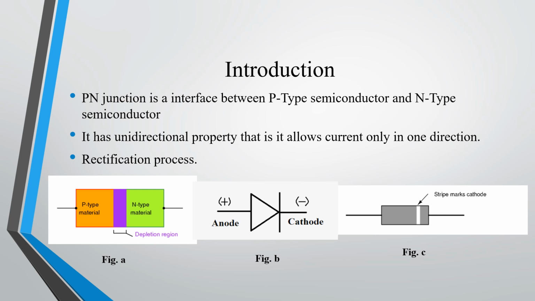Figure B represents the symbolic representation of a PN junction diode, where the left side, that is the positive terminal, represents the p side, the anode, whereas the negative sign indicates the cathode terminal, that is the n-type material. Figure C represents the diode which we see in our laboratories. That white color stripe represents the negative terminal, that is the cathode.